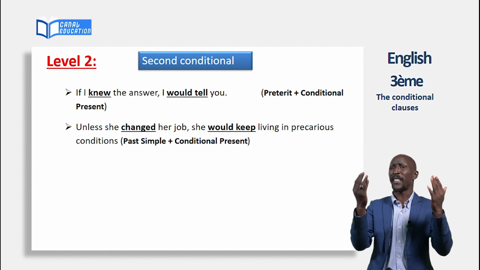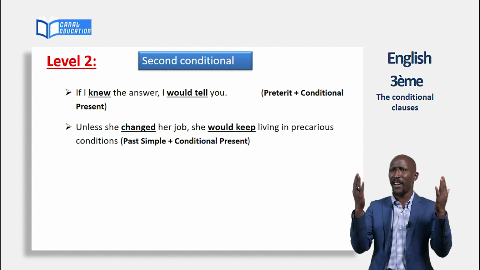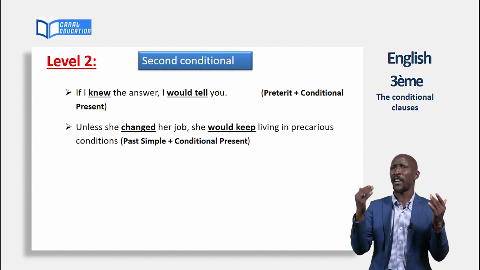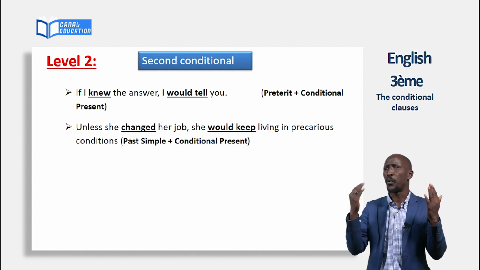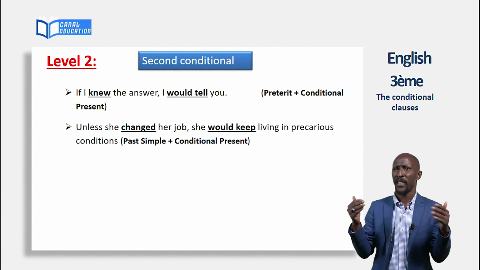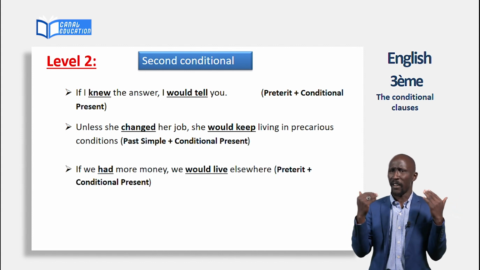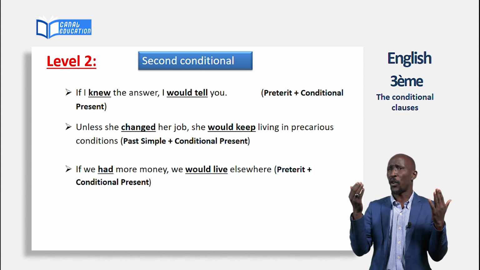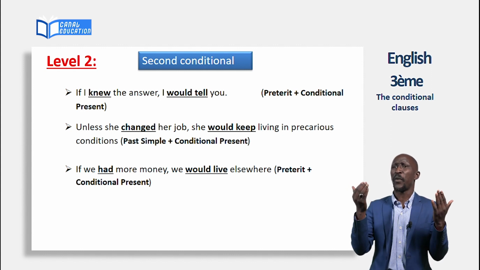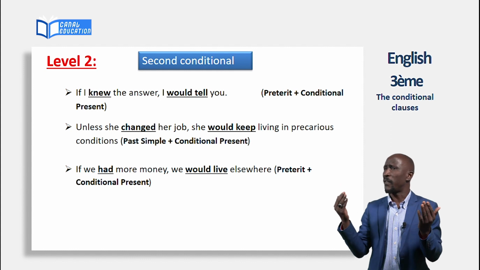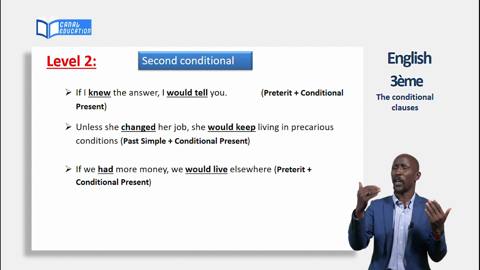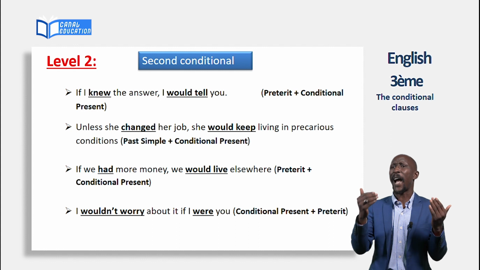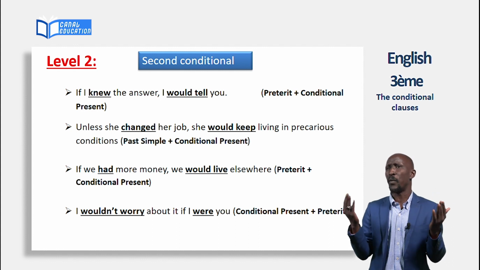And what I was insisting on is again here, unless is another linker. Unless she changed her job, she would keep living in precarious conditions. Okay, and another example again, to insist on irregular verbs, for example, the verb to have: if we had more money, we would live elsewhere. And also another one for the verb to be: I would not worry about it if I were you.